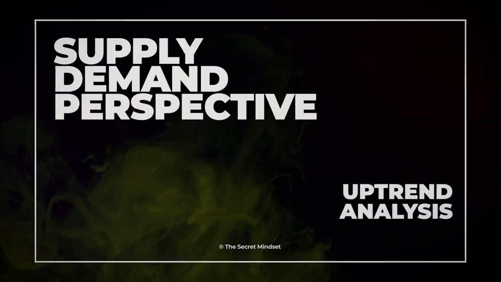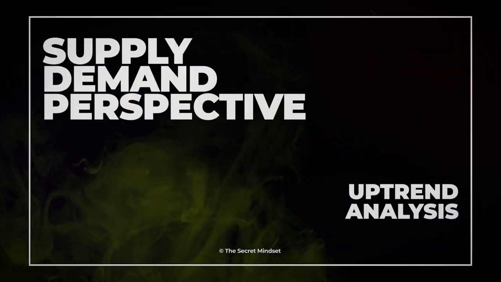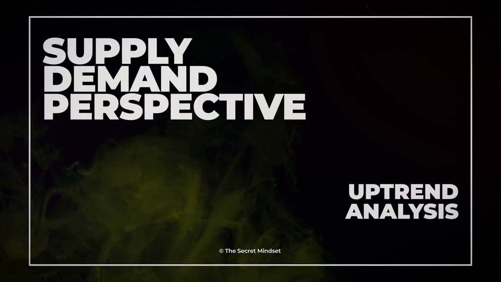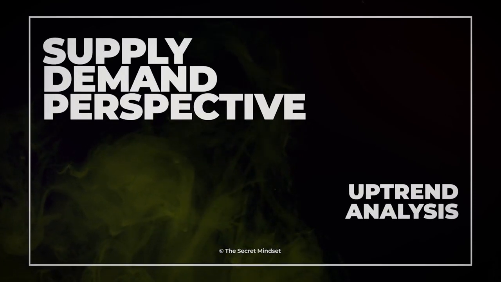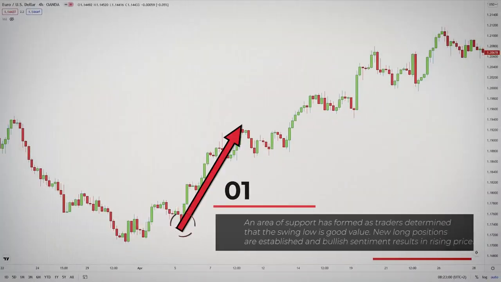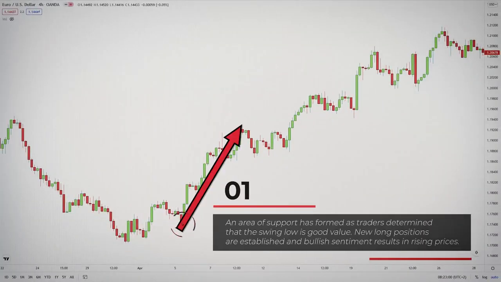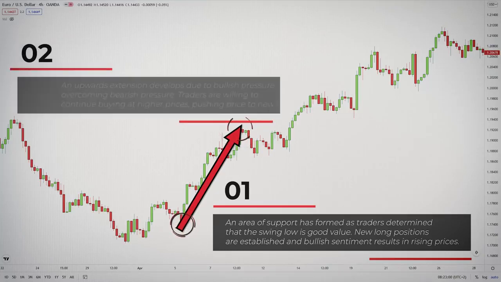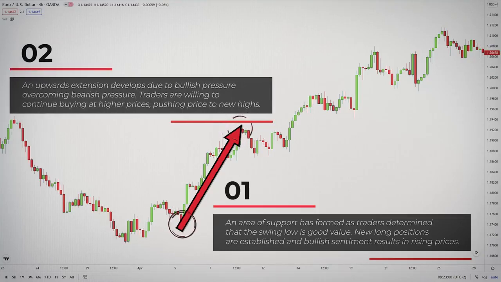When I'm analyzing an uptrend, I prefer to do it from the perspective of supply and demand and traders' decisions. I've talked about this concept in this video. An area of support has formed as traders have determined that the swing low is good value. New long positions are established and bullish sentiment results in rising prices. An upward extension develops due to bullish pressure overcoming bearish pressure. Traders are willing to continue buying at higher prices, pushing price to new highs.